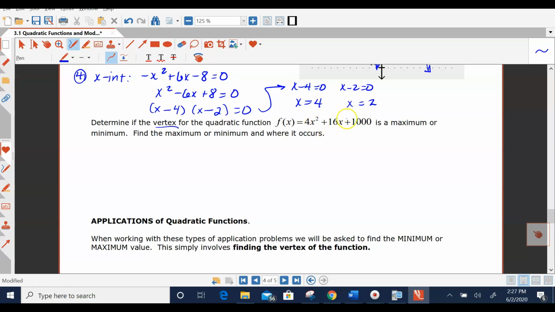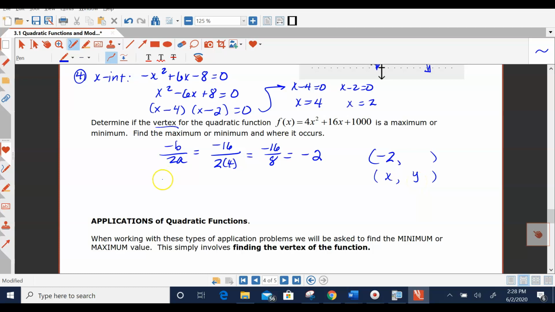And since it's in this format, which is not the HK format, I need to use -b over 2a. So -b would be -16 over 2 times a, which would be 2 times 4. So -16 over 8 would give me a -2. So there is my x coordinate for my vertex. Now I need to find my y.